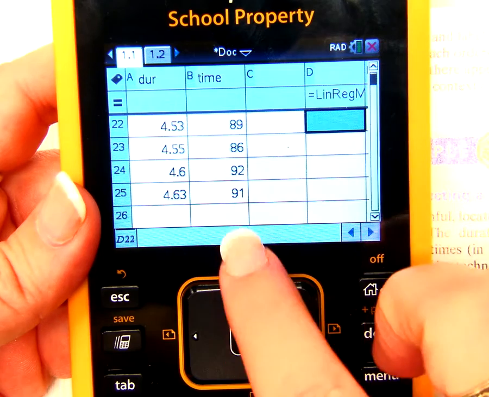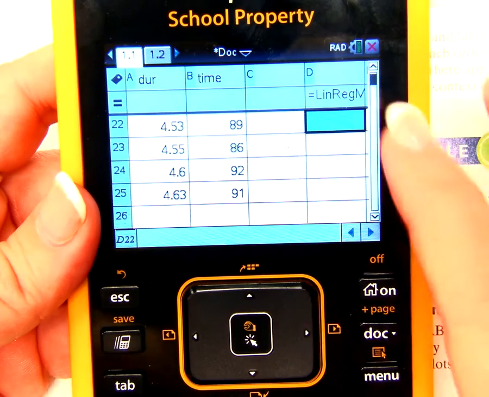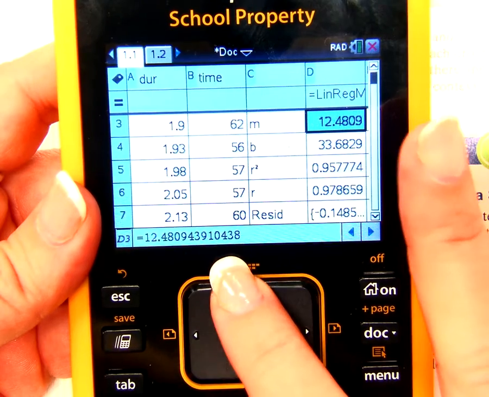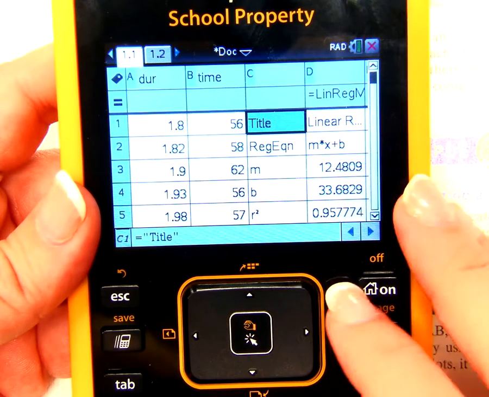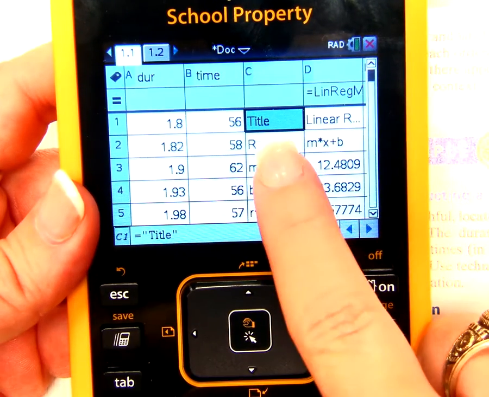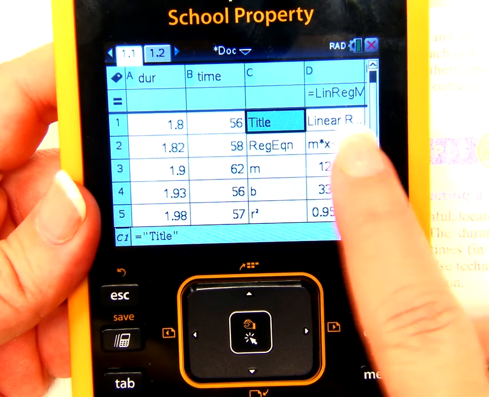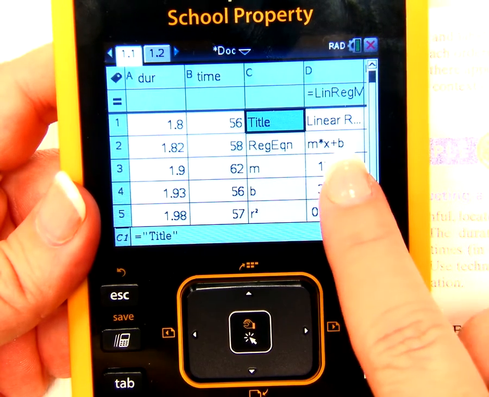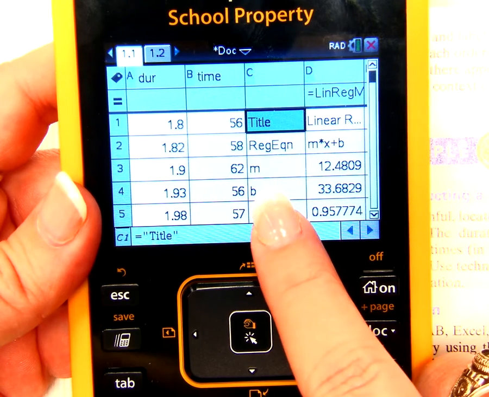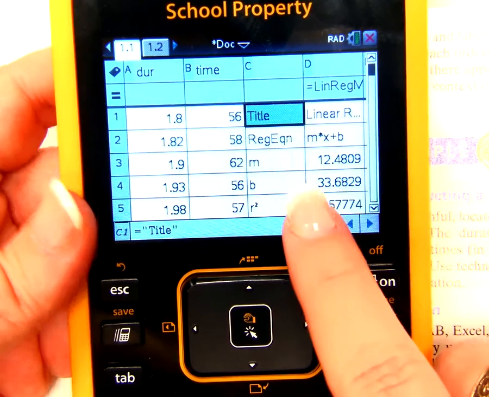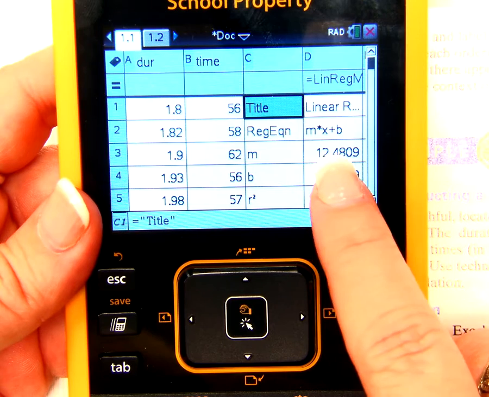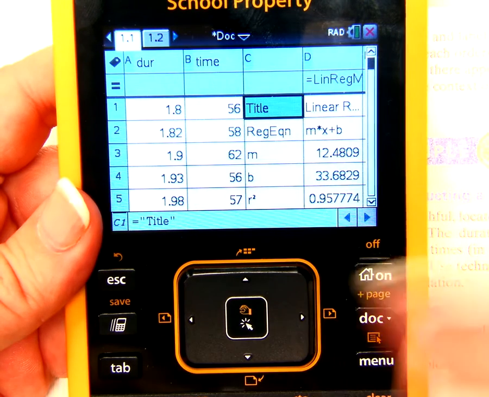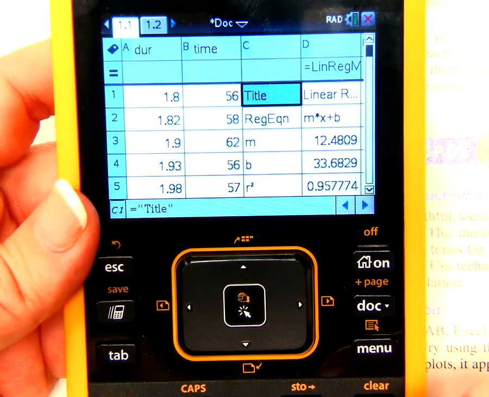Okay, now my cursor was at the bottom of my list, so I can't see anything. If your cursor was at the top of your list, you might be able to see all this stuff already, but I'm going to up arrow a little bit so I can see some stuff right now. Okay, so first of all, it's saying this is linear regression. That's the title. The regression equation that they used was mx plus b. Well, here's m and here's b. So I could go write out my equation right now: 12.4809x plus 33.6829. That would be my linear equation, right?